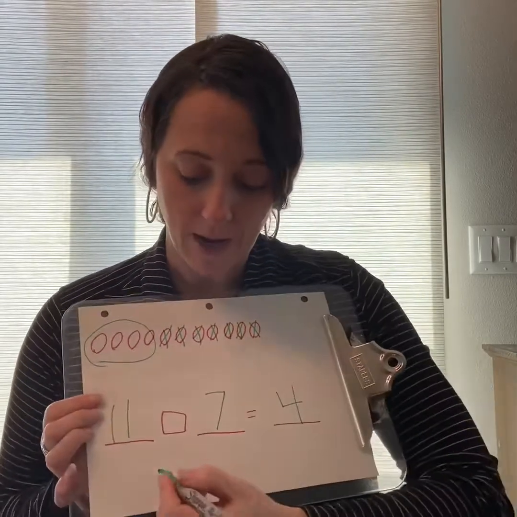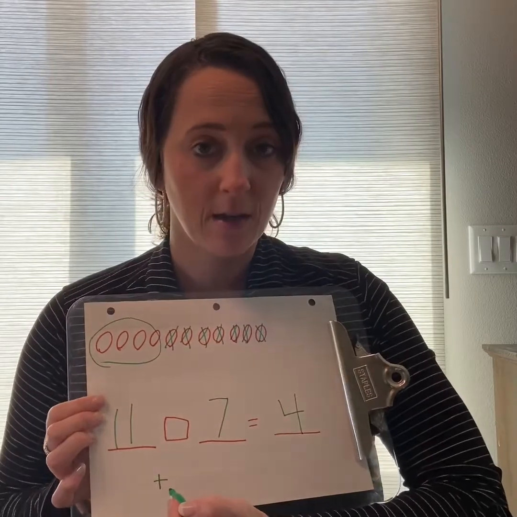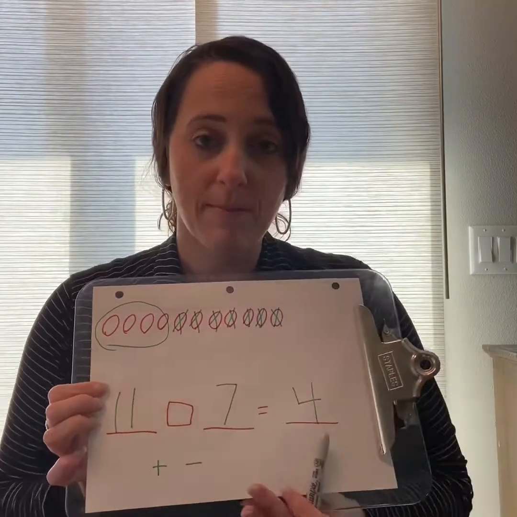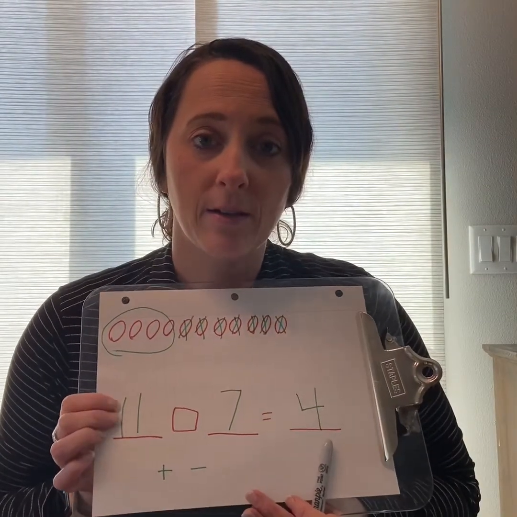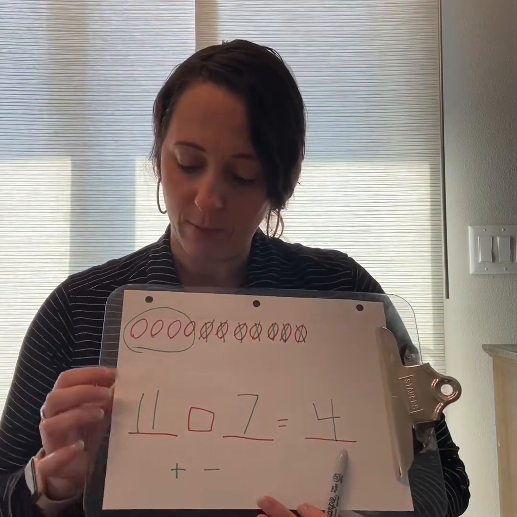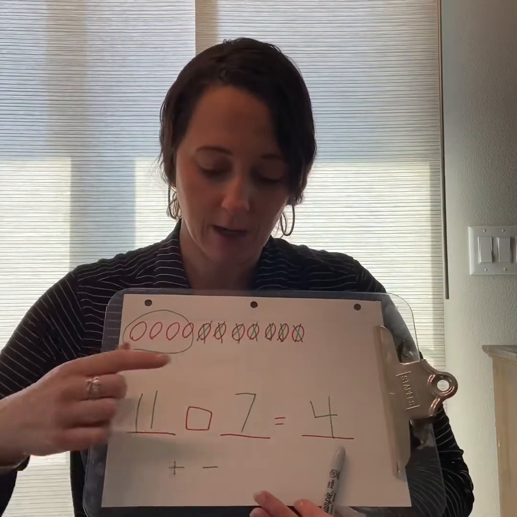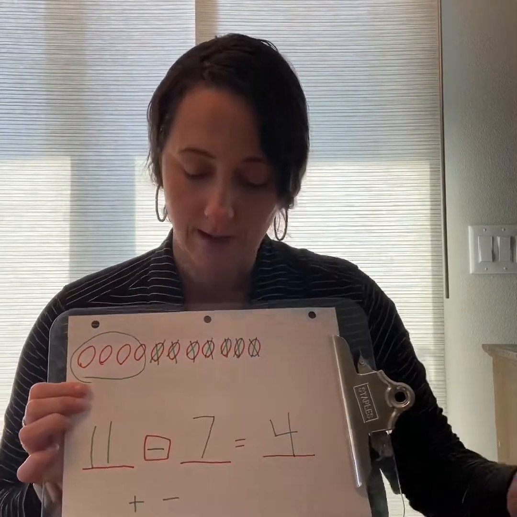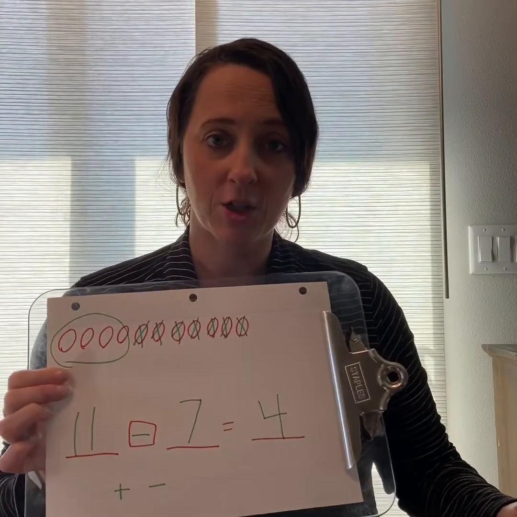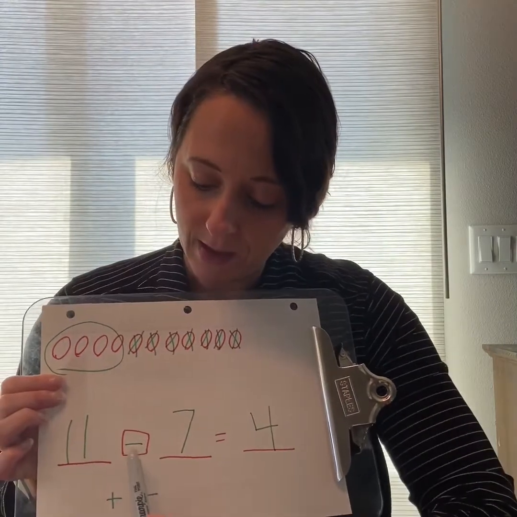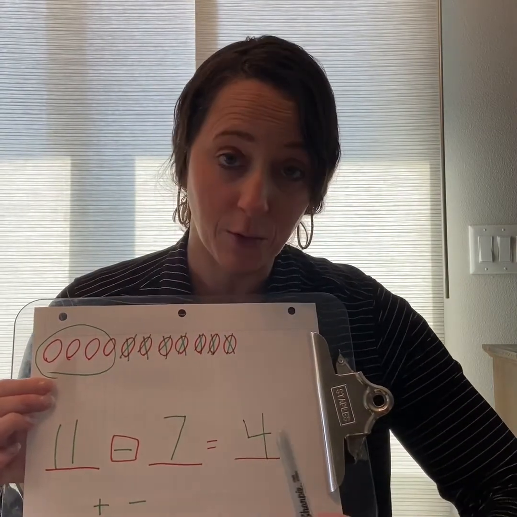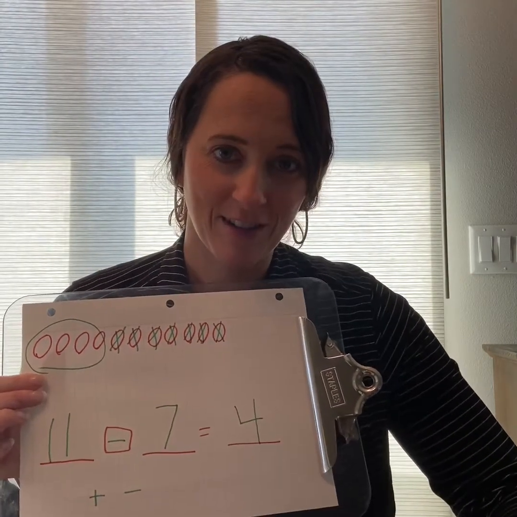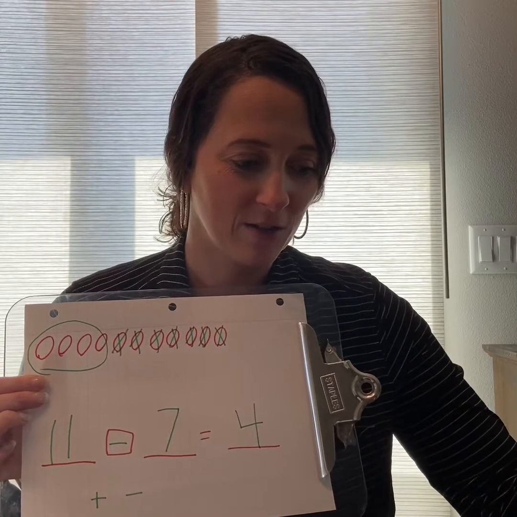Okay, now in the box, are we going to put a plus? Did we add more? Or a minus because we took away? We didn't add more, did we? We didn't add another row. We crossed off. That means we did minus, subtraction. Let's read our equation together. 11 minus 7 equals 4. Nice job, everybody. So smart.